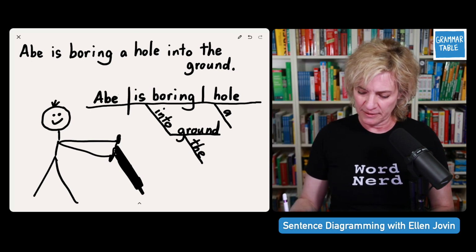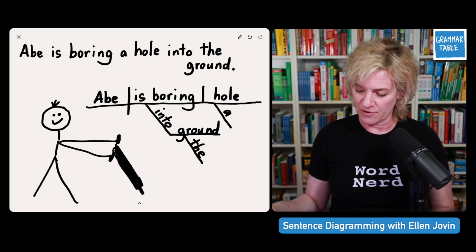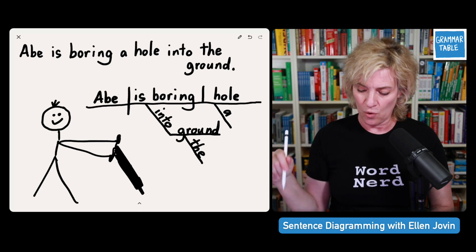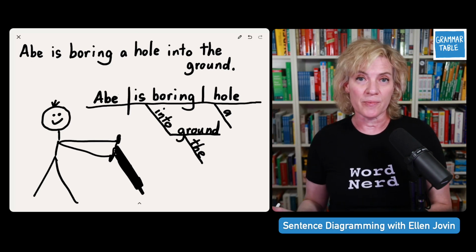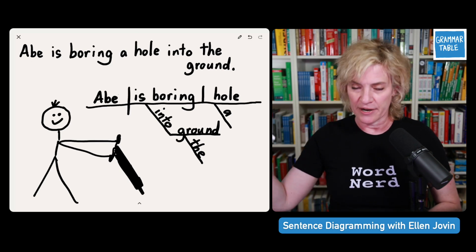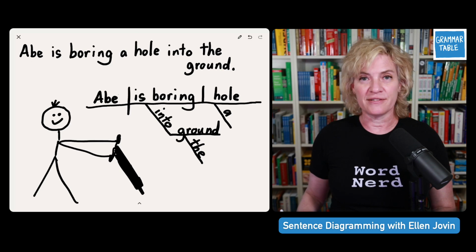Have I gotten everything now? Abe is boring. Direct object is the hole. It receives the action of the verb. Into the ground is a prepositional phrase that is adverbial in its use. It tells you where, so it goes under is boring. And I think we are done.